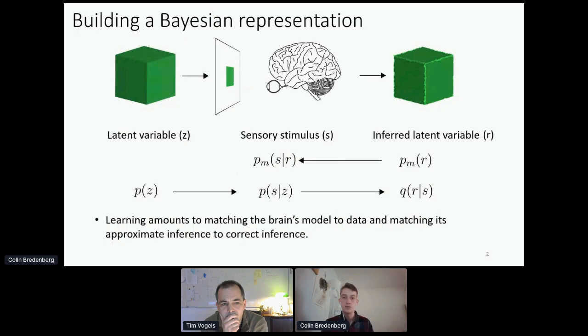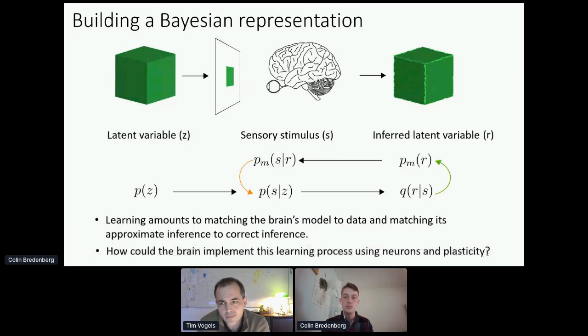Given this setup, learning amounts to matching the brain's model to data and its approximate inference to the correct inference. In this talk, I'm going to present a potential mechanism for how the brain could use synaptic plasticity to perform this learning.